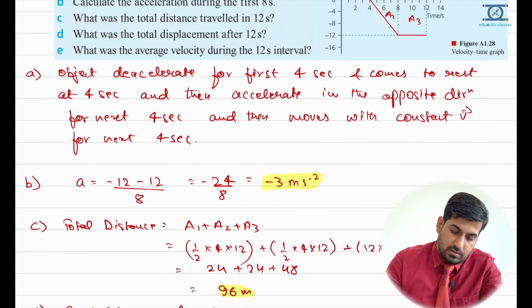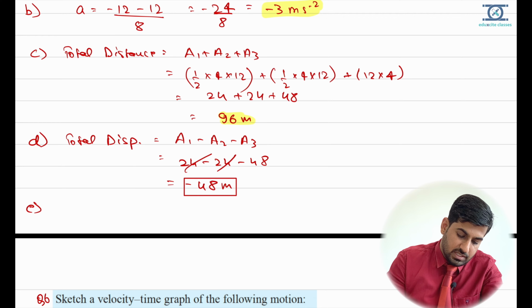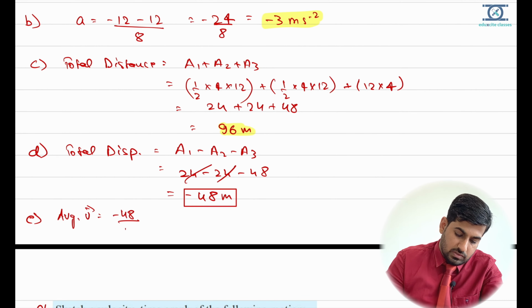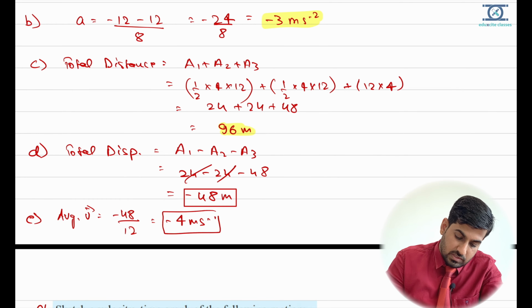Okay, I hope it is quite clear. Now average velocity, everybody knows average velocity is displacement over time. So minus 48, and total time is 12. So this will be minus 4 meter per second. So this will be your answer for the last part.